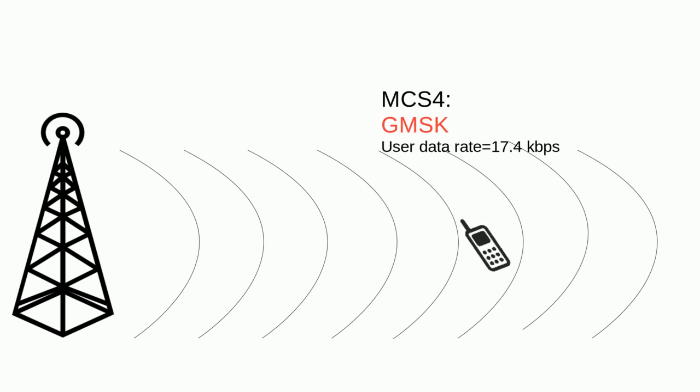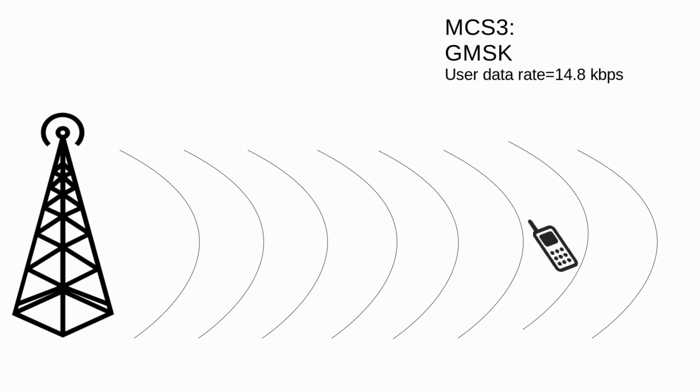Now when we move further away and we use MCS 4, in this case the use of 8 PSK is no more favorable. So what we would do is switch to GMSK. This would mean that the data rate has reduced, because we are not using 3 bits per symbol but 1 bit per symbol. So in that case the user data rate is 74.4 kbps.